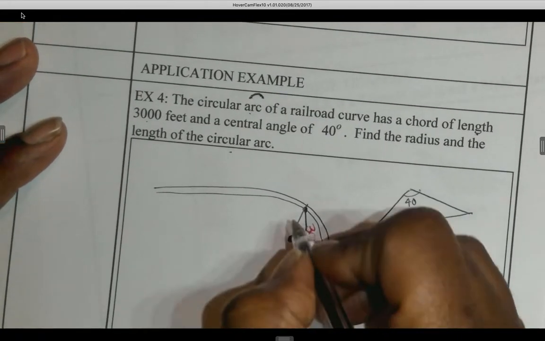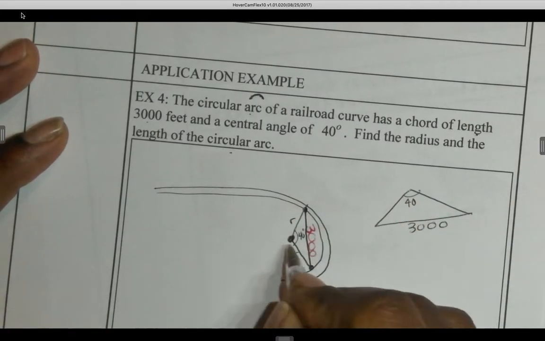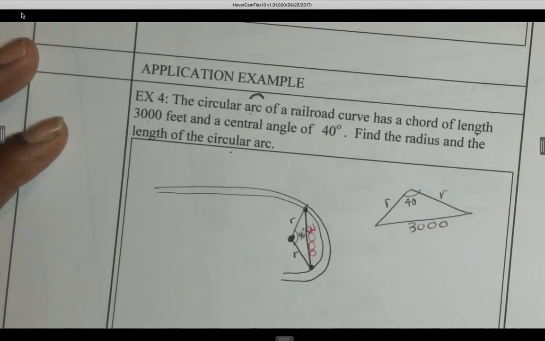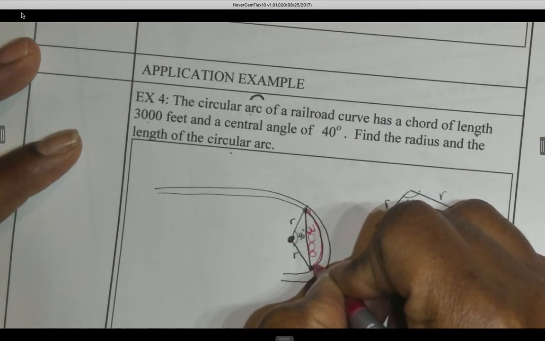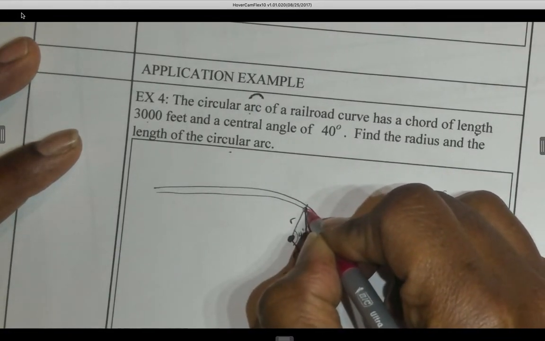So we're asked to find the radius, which is r, right? Radius is the same all throughout your triangle. So those sides are r. And we're also asked to find the arc length. So I'm going to say from here to here. So we'll use the arc length formula that we talked about, I think in chapter 4.